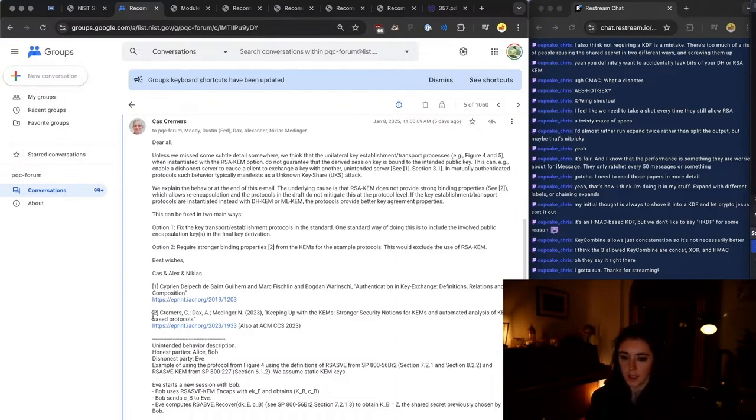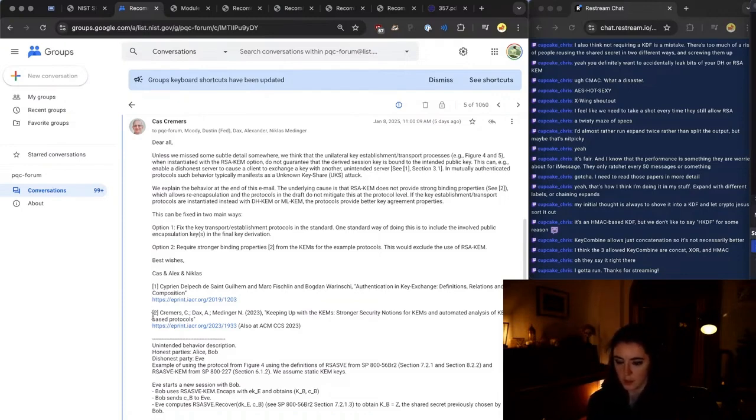An example is we assume that these are static KEM keys. Sure, why not? Eve starts a new session with Bob. Bob uses RSA encaps with an ephemeral, with Eve's encapsulation key. Obtains a shared secret and a ciphertext. Bob sends his ciphertext to Eve because he's encapsulating to Eve's encapsulation key, even though he thinks Eve is, quote, being honest. Eve decapsulates to obtain the shared secret with Bob, which is Z.